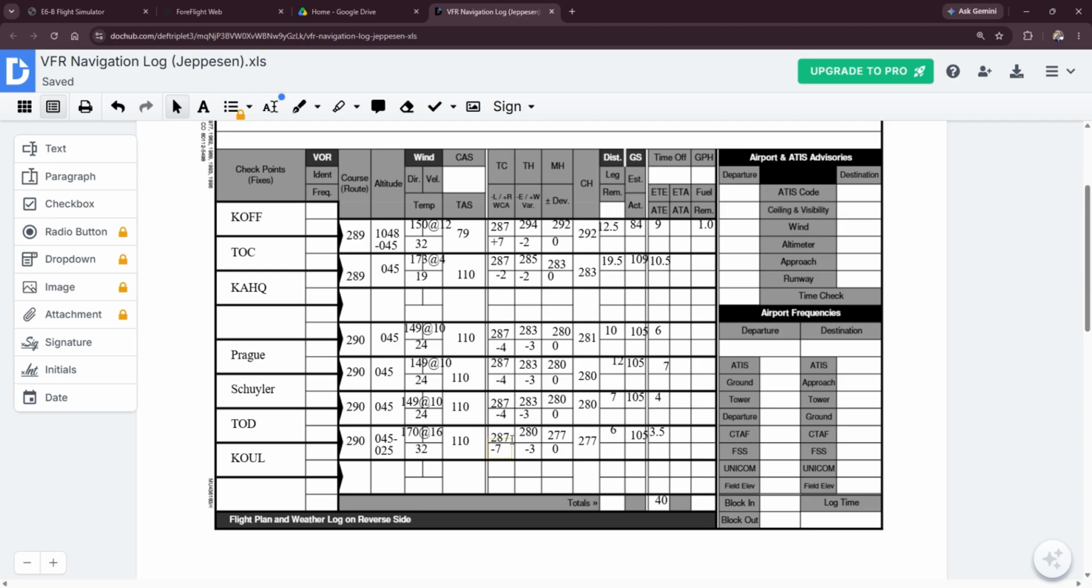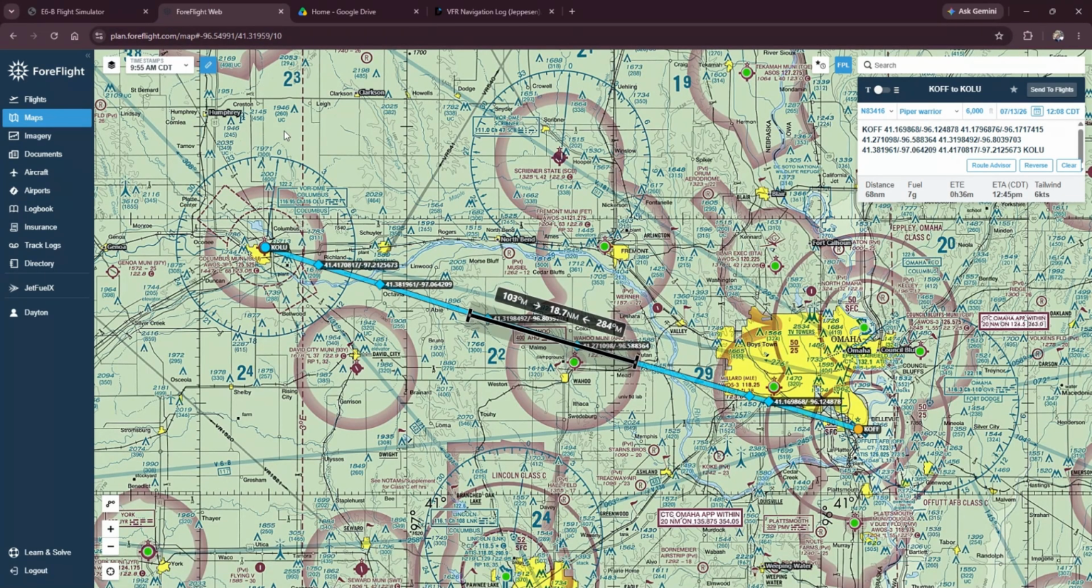All right, going forward, let's move to our altitude course. So what altitude do we need to fly at today? Well, we can see that I started here at Offutt, 1,048 feet, because that's the field elevation at Offutt, and we're climbing to 4,500. Anything 000 to 179 is going to be an odd 1,000 plus 500, so if we're going east. And 180 to 359 is going to be an even 1,000 plus 500. Given that we're flying from Offutt to Columbus, we want an even 1,000.